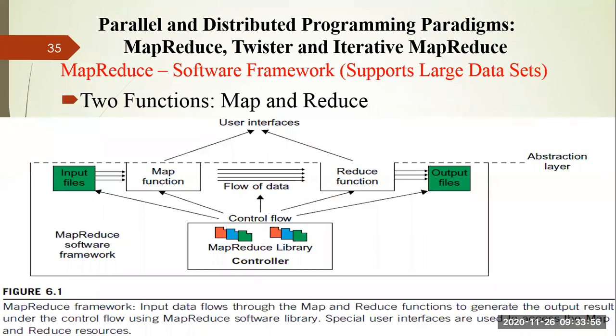One of the very popular models is called MapReduce. MapReduce is a software framework which supports parallel and distributed computing, especially whenever we are dealing with a large data set. If the data set is very huge, in that case MapReduce is appropriate. We have two functions in MapReduce. First is the map function, second is the reduce function. There are two main blocks: one is the map function, another is the reduce function.